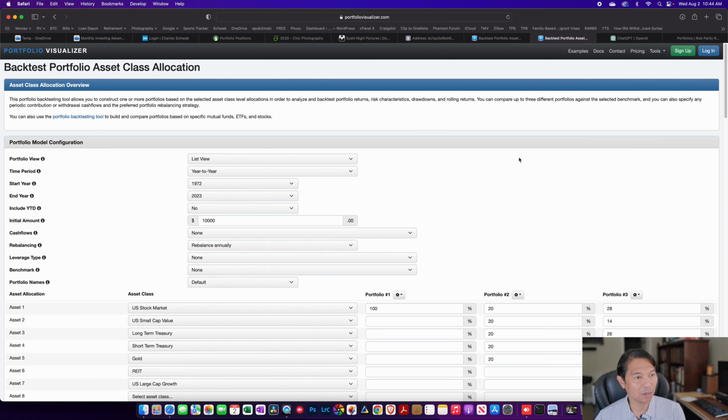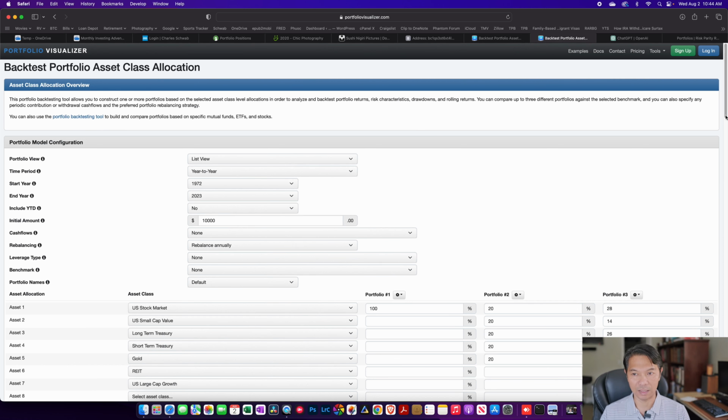So on the computer here, we are using one of my favorite tools. It's available for free. You can certainly subscribe if you think it's valuable to you. I encourage you to do it just to support the developer. But for me, the free version is more than adequate. What I'm going to do here is compare a couple of portfolio asset class allocations, and we'll see how they perform over the long run.